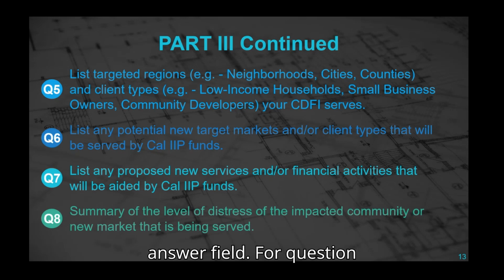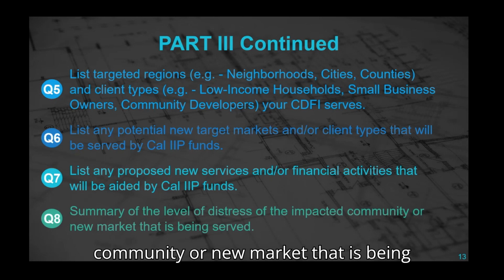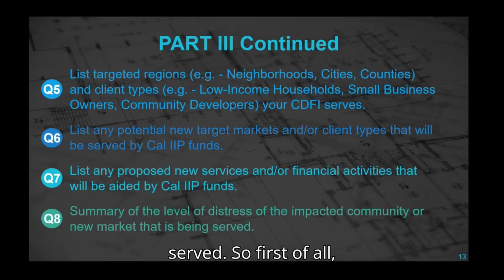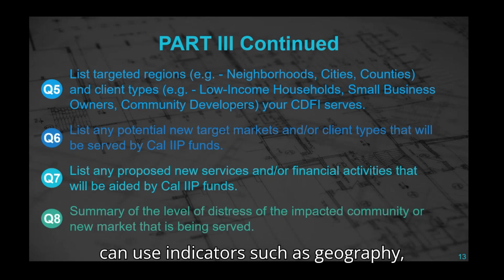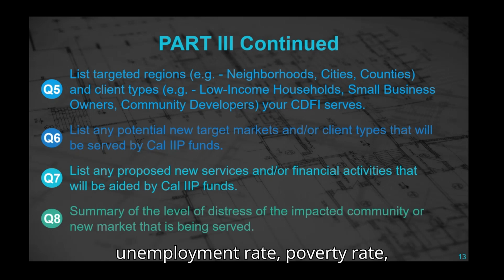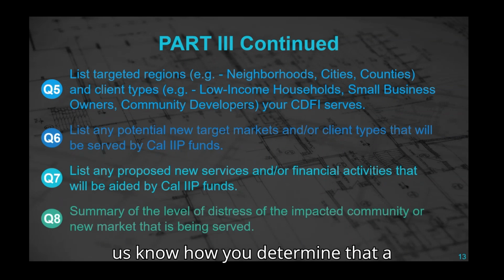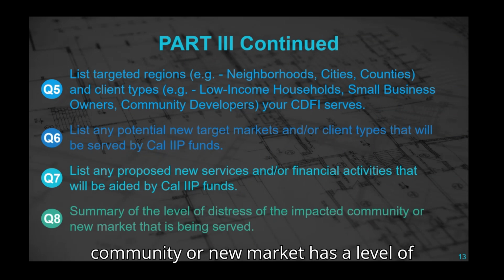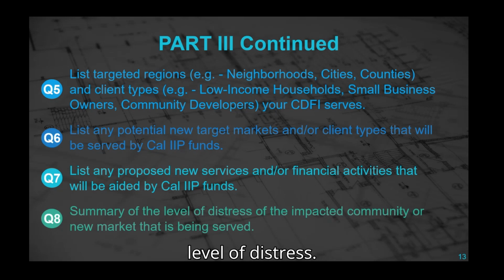For question 8, we are asking for a summary of the level of distress of the impacted community or new market that is being served. So first of all, we want to know how you quantify that level of distress. And you can use indicators such as geography, unemployment rate, poverty rate, impacted industries, the number of business licenses issued, or fiscal stress. List goes on. So please let us know how you determine that a community or new market has a level of distress, and then please describe that level of distress.